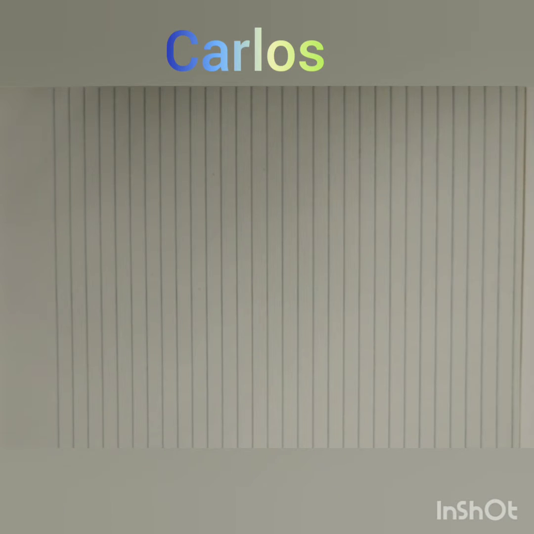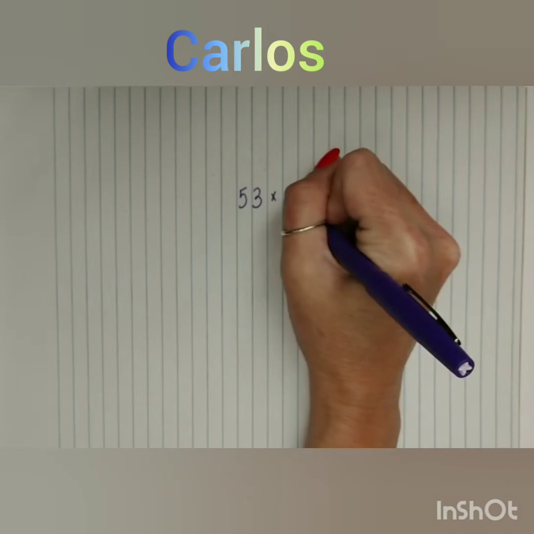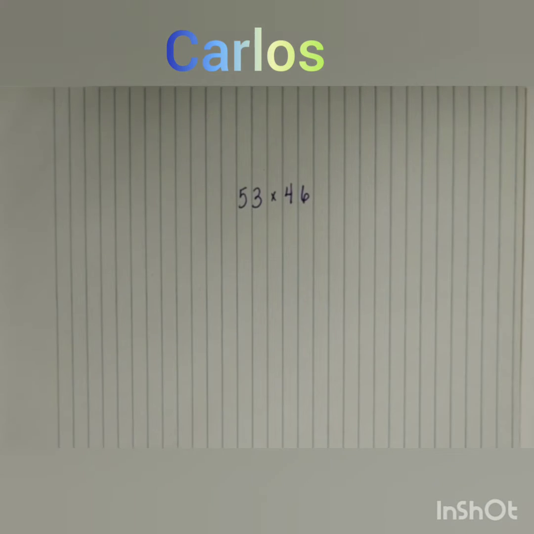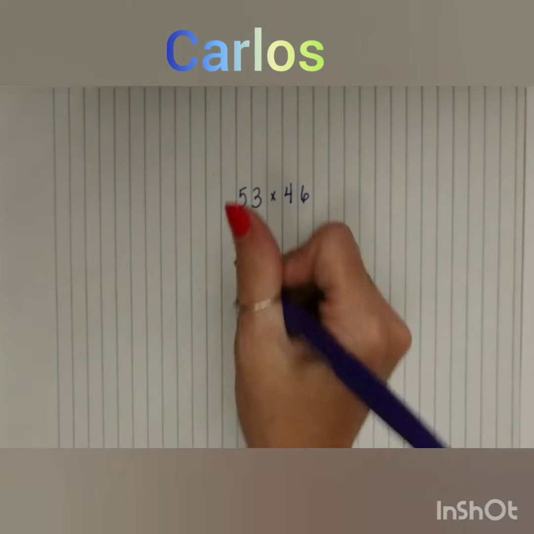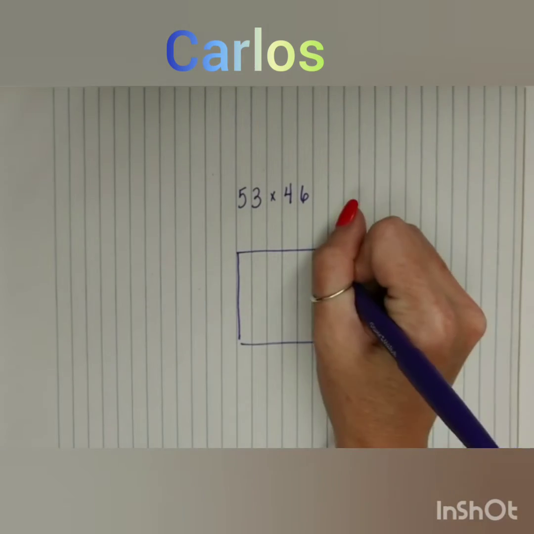So what iReady says that we need to work on is multi-digit multiplication. So 53 times 46. All right? They make me do the little box, and that's the strategy that you really should learn. Because this strategy is really easy and it has mental math.